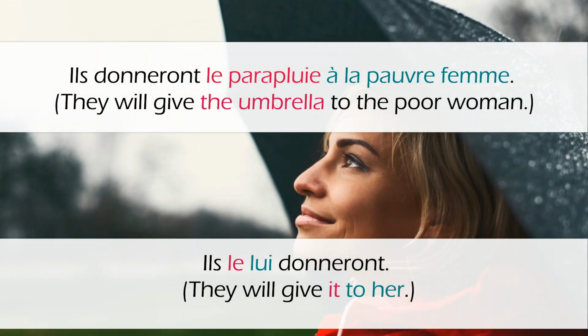Ils donneront le parapluie à la pauvre femme. Ils le lui donneront. Le replaces le parapluie, the direct object, and lui replaces the indirect object, à la pauvre femme. Ils le lui donneront.